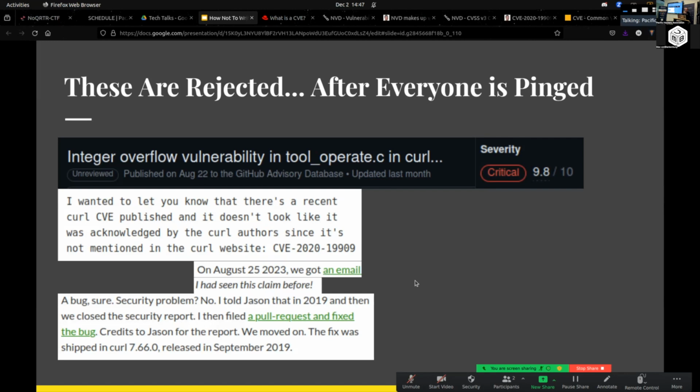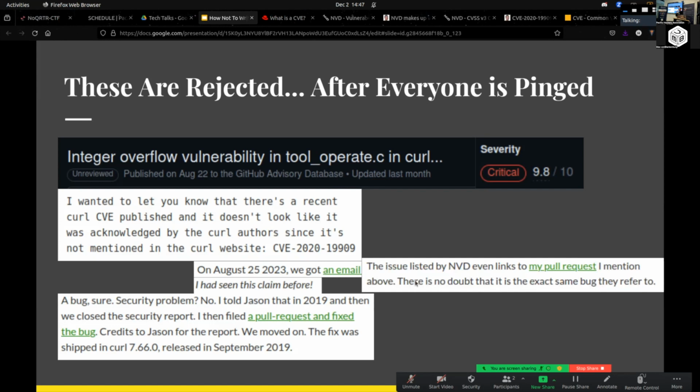They heard about a bug that a security researcher had posted, and eventually he talked to him and decided that it wasn't a security issue, but it was a bug. So they closed the security report, pushed a pull request, fixed it, and moved on to a new release. Okay, that's totally fine. So why was it showing up in a 2023 vulnerability? And not to mention, this is not a different one, because the issue listed by NVD in the disclosure links to his pull request from 2019, there's no doubt that this is the exact same bug.